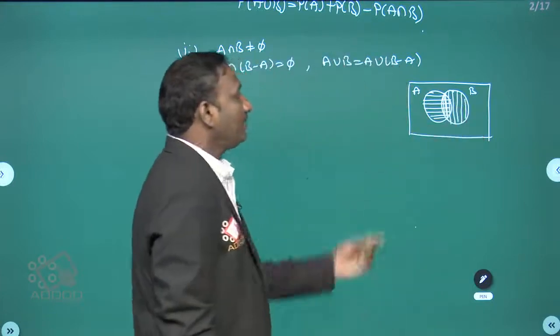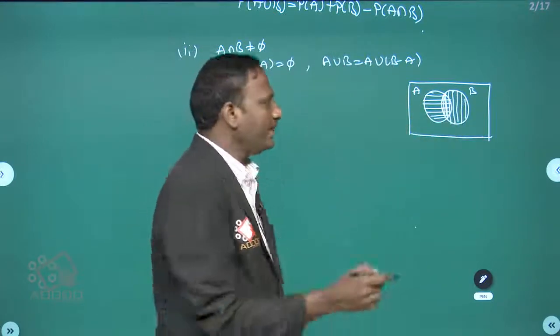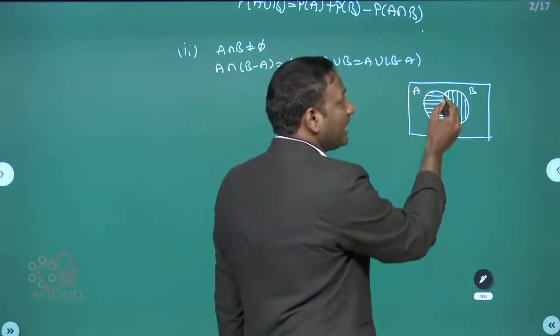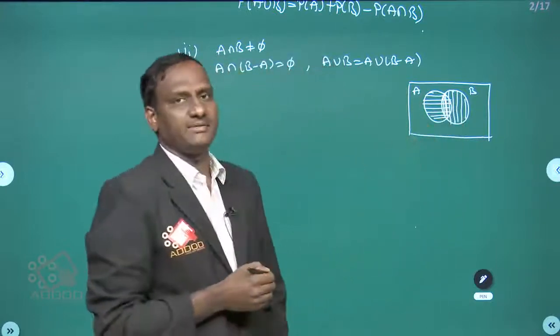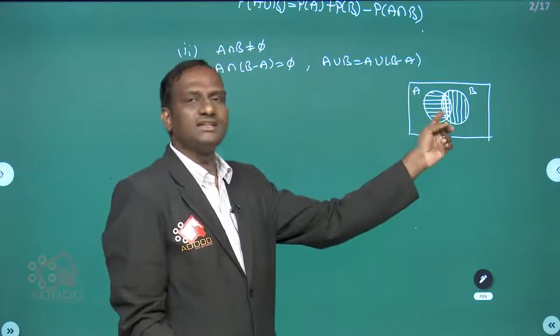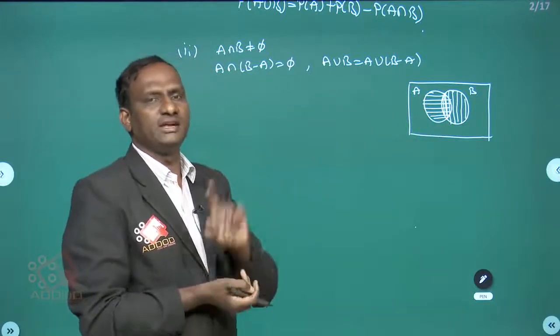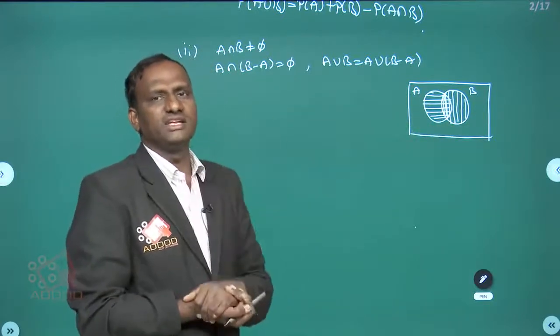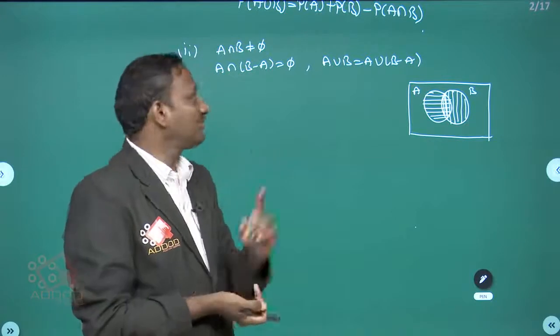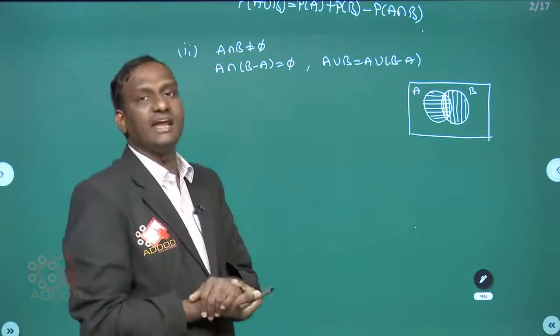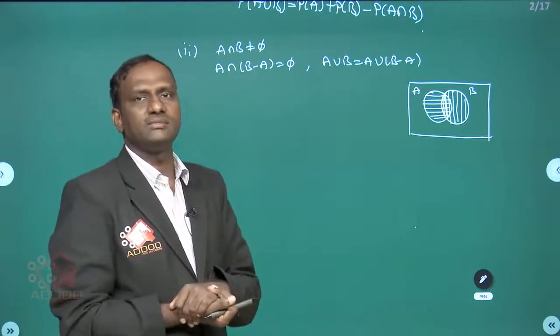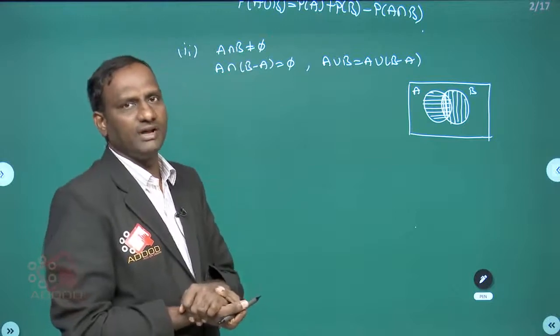Here B minus A is only the vertical lines. Next, A intersection B is the shaded region, where the boxes are. That part goes to A intersection B, in the sense that something is in common. For that we have written A intersection B is non-empty.